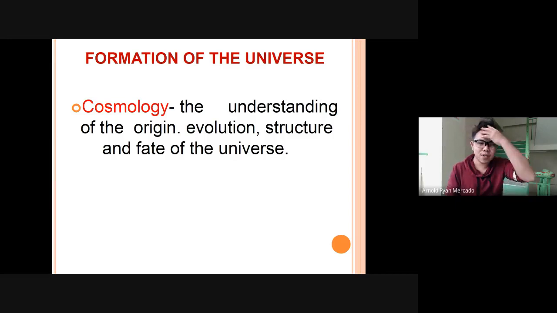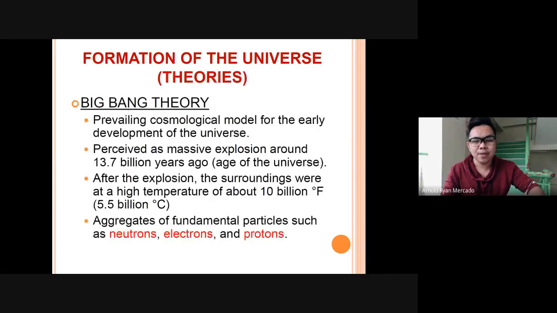the universe. So dito sa cosmology, dito pinag-aaralan kung saan nagsimula ang lahat tungkol sa pinanggalingan ng ating universe, pati yung kanyang structures. Another, out of this cosmology, maraming theories na nabuo. We have the Big Bang Theory, which is prevailing cosmological model for the early development of the universe. It perceives as massive explosion around 13.7 billion years ago as the age of the universe according to this theory.